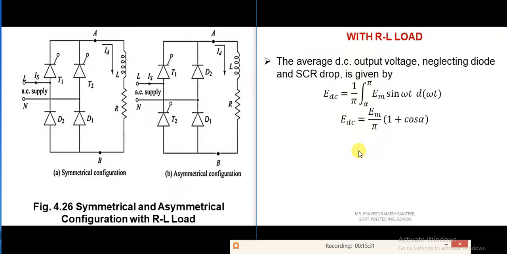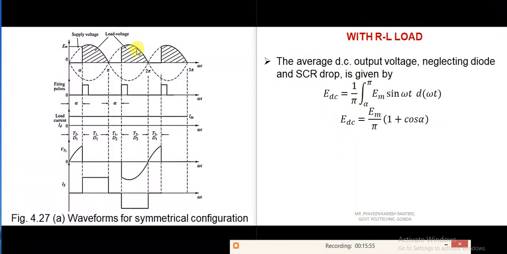Now, the average DC output voltage can be calculated as E_DC equals 1 upon pi integration from alpha to pi of Em sin omega t dt. Therefore, E_DC equals Em by pi times (1 plus cos alpha). So, this equation is derived from this waveform.